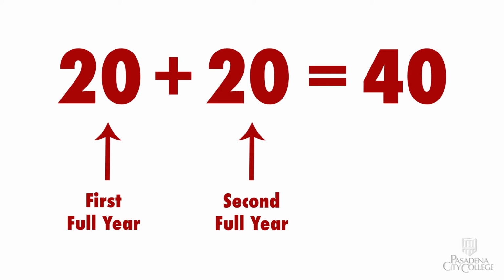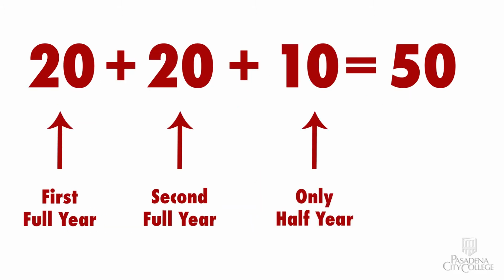What if it took you 2.5 years to pay them back? Well, it would be $20 for the first year, $20 for the second year, but since you're paying back halfway through the third year, you only need to pay half, which is only $10. Thus, the total amount of interest we have to pay is 20 plus 20 plus 10, which is $50.